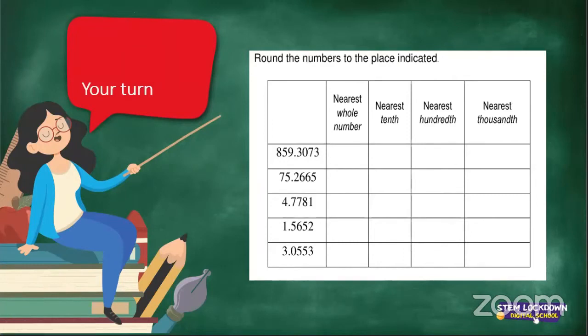The first one, Maduma says it will be 859. All right, that's correct. 859 is correct. Thank you, Matodi and Shakira. All right, now let us move to the second one, the nearest tens. Yes, the answer is 859.